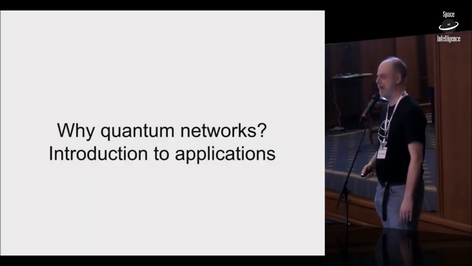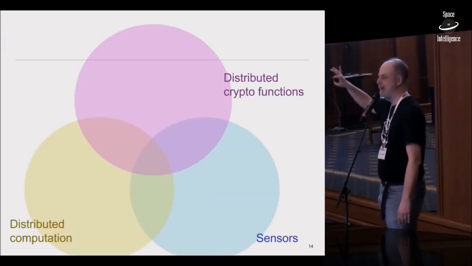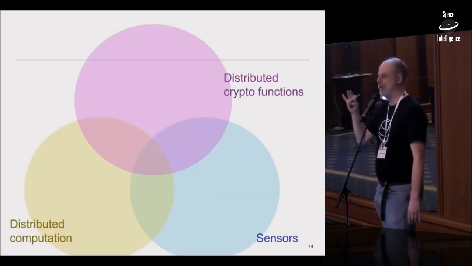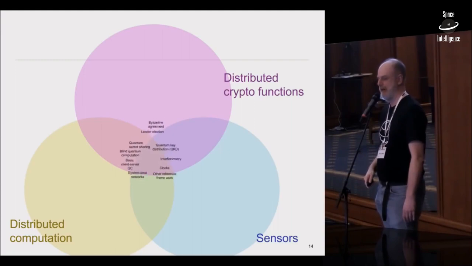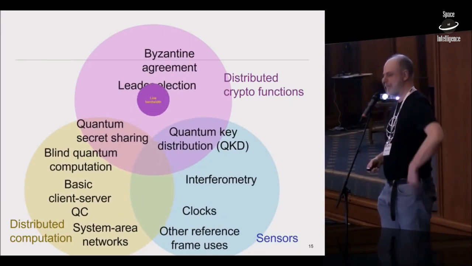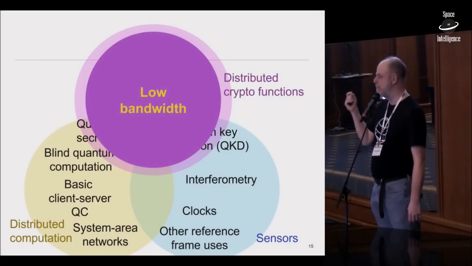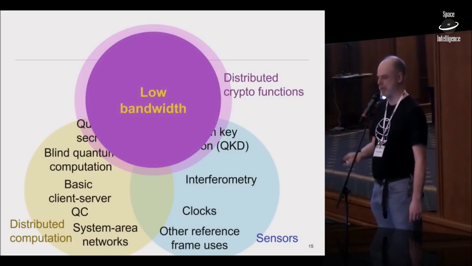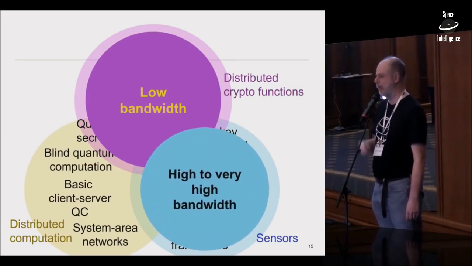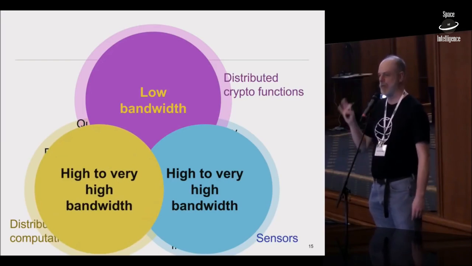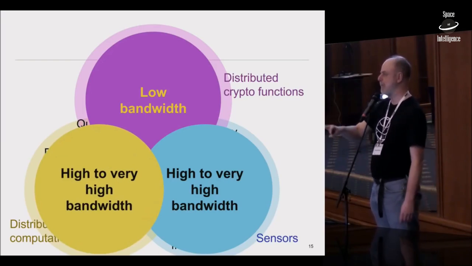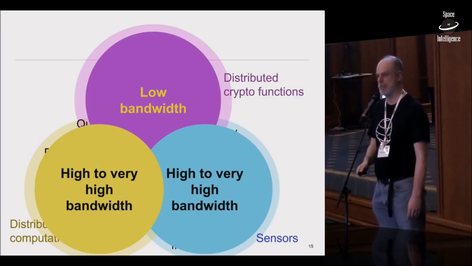Going a little bit more into the applications themselves, I divide the set of applications that we can do with a quantum internet into three large areas: distributed cryptographic functions, sensor networks, and distributed computation. As it happens, the crypto functions are relatively low bandwidth in terms of their demands on the network. The sensor networks are high to very high bandwidth, and the distributed computation is also high to very high bandwidth. So certainly in the short run, the crypto functions are going to be the thing that's going to be driving adoption. The others are going to take a little bit more time to get there.